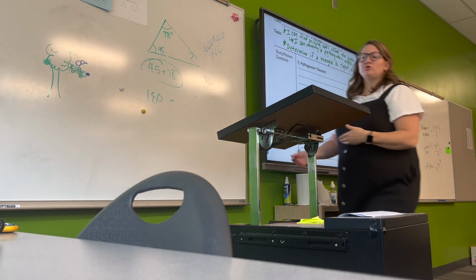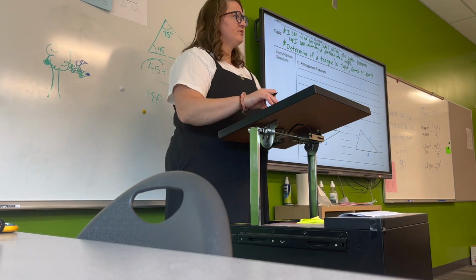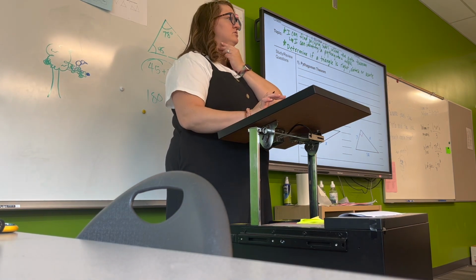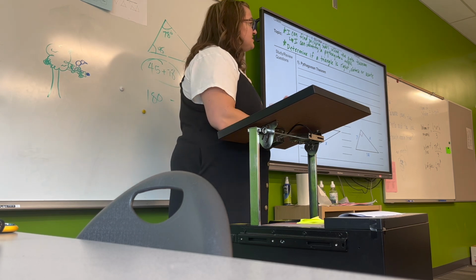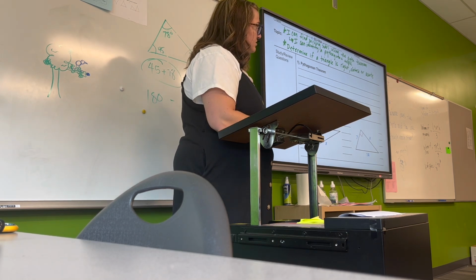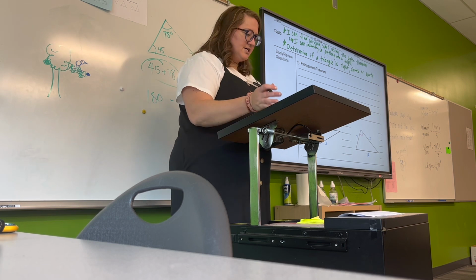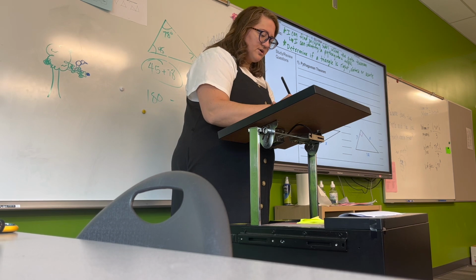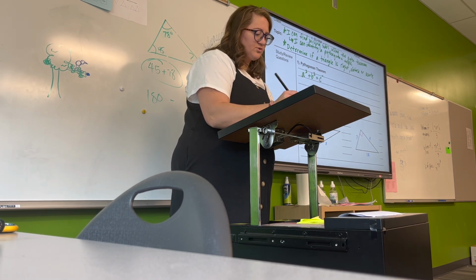When do we use the Pythagorean theorem? When we're trying to find missing sides of what kind of triangle? A right triangle. Can I use it with something that's not a right triangle? No. This is only true for right triangles. So a squared plus b squared equals c squared.